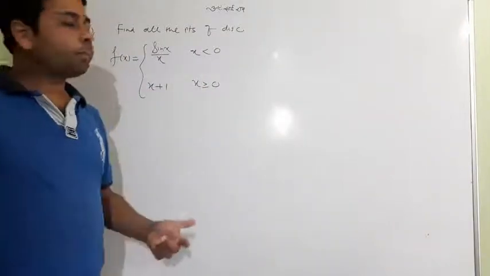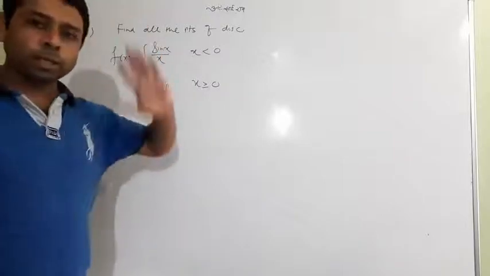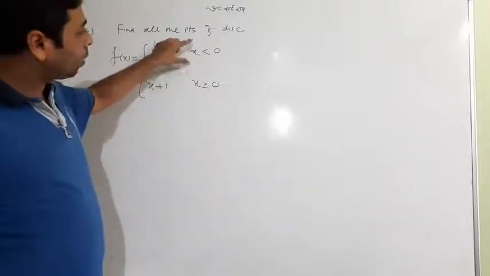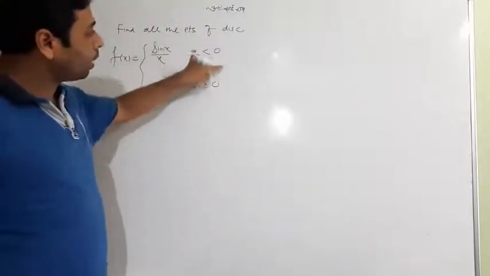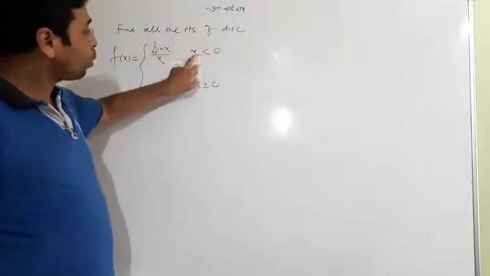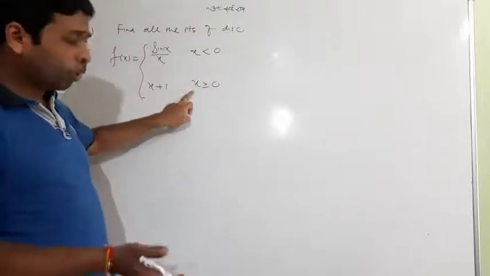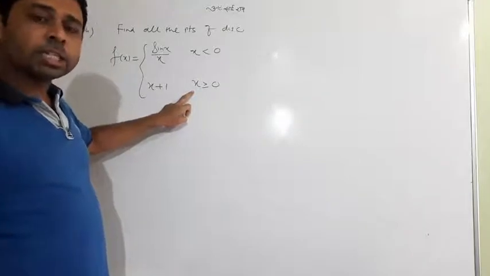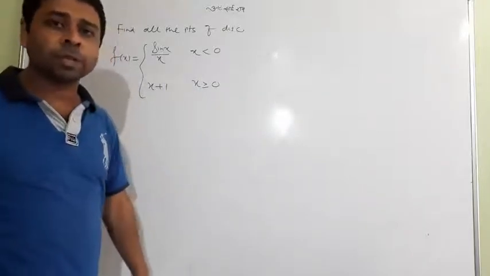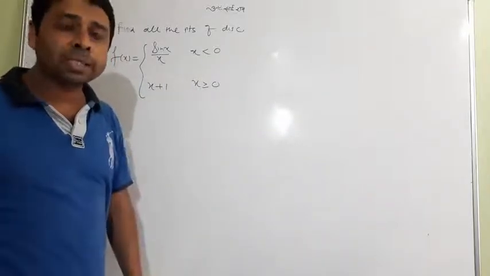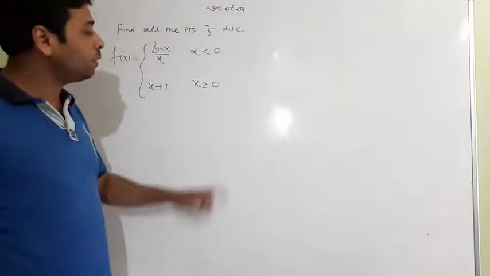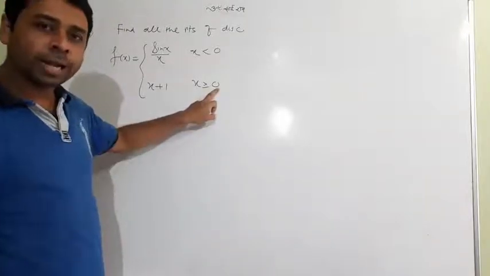First of all, as I already told in the earlier lectures, for continuity we have infinitely many points here: all the points which are less than 0 and all the points which are greater than 0. In these intervals, the function is always continuous. The question always arises: is the function continuous at exactly 0? That is the major question.